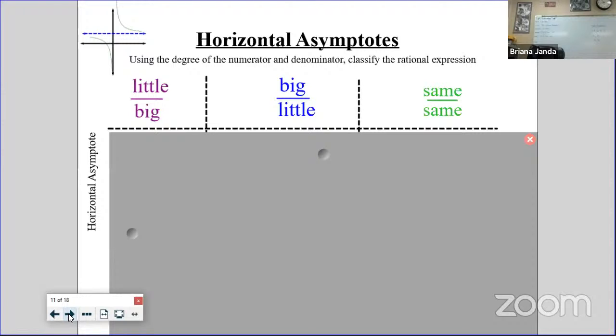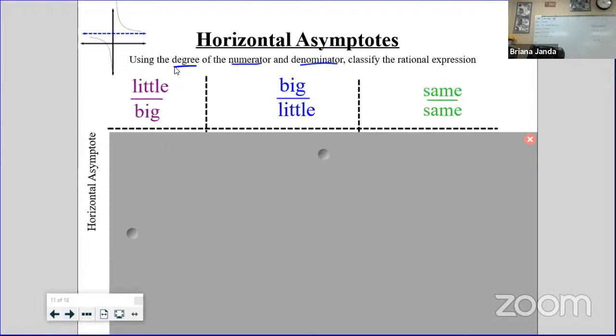Identifying a horizontal asymptote comes from this chart, and you are going to get to know this chart very well. So it comes from identifying or classifying your rational expression as little over big, big over little, or same. So how do I make that decision? We look at the degree of the numerator and the degree of the denominator, which you guys just told me that you know how to find because we talked about degree of a polynomial on your test. It comes from your biggest exponent. So find the degree of the numerator, compare it to the denominator.